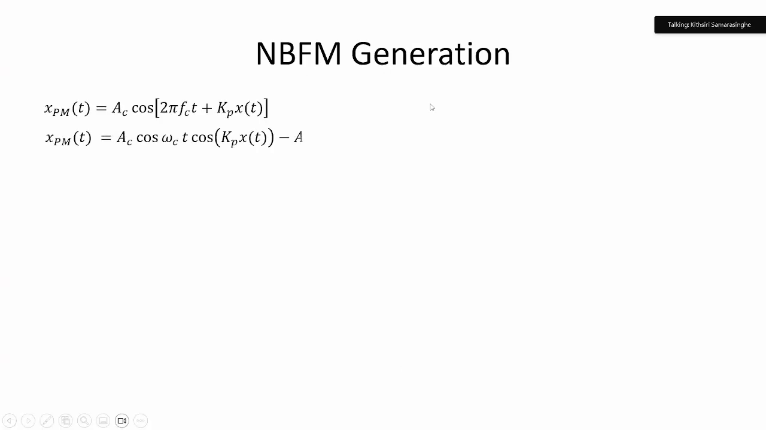Let us look at the first one. We are going to use the PM signal equation here. To get narrowband FM, we are going to use narrowband PM first. So this is the phase modulated signal equation, and then this is expanding this in the form of cos(theta plus phi). Okay.